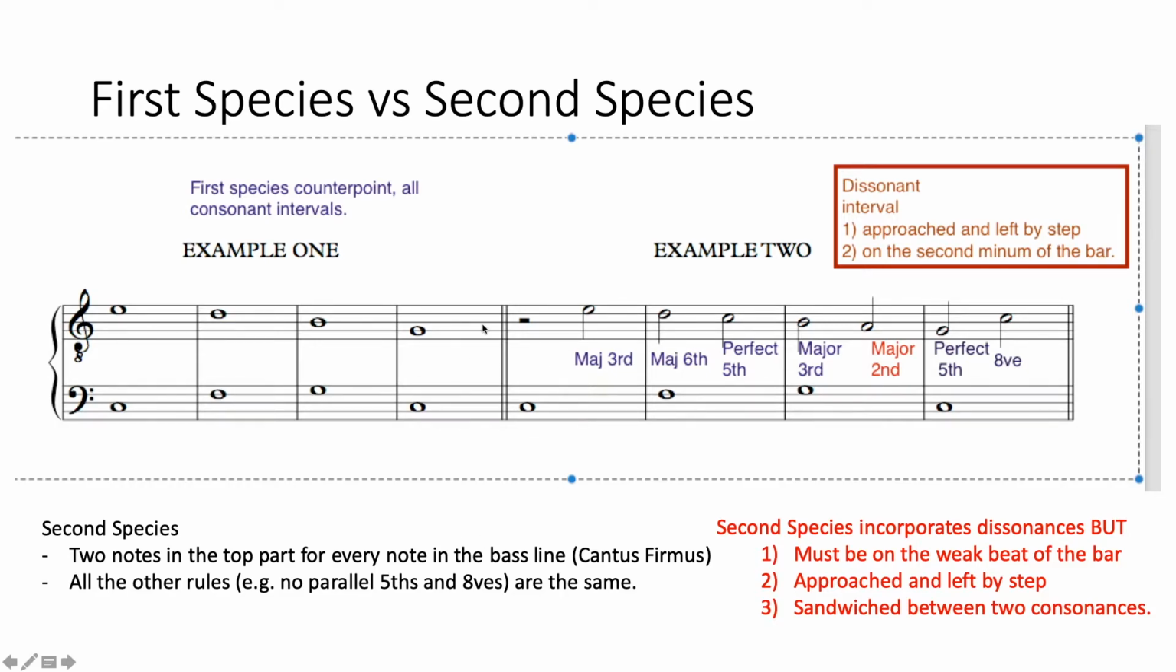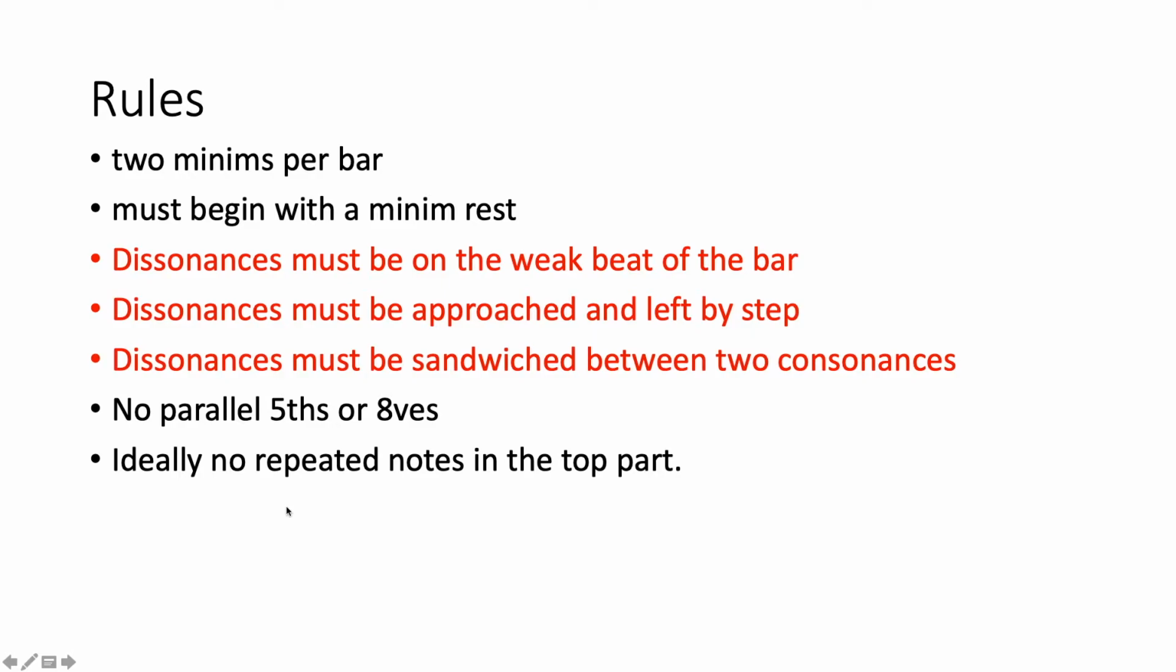So here's what we're going to do. I'm just going to quickly pop the rules up. These are the key rules for second species counterpoint. So when you're approaching a second species counterpoint exercise, you're writing two minims per bar. You must begin with a minim rest. It's just to set up some movement between the top and the bottom part, and it helps distinguish between the two parts.